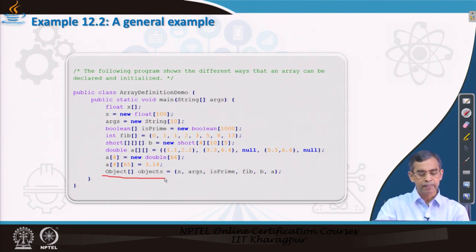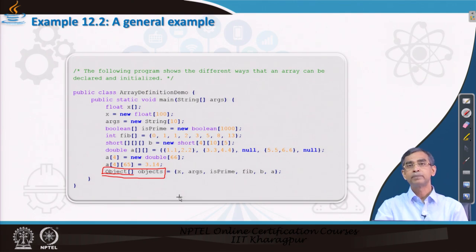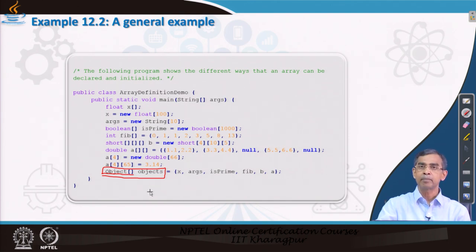In the last statement, we declare an array of type Object. As I already told you, Object is the superclass of every class. So any number of objects can be stored in that array if you declare an array of type Object. This is one example. We declare the name of the array as objects, the type is Object, and here you see all the arrays that we have declared so far we can store in it.